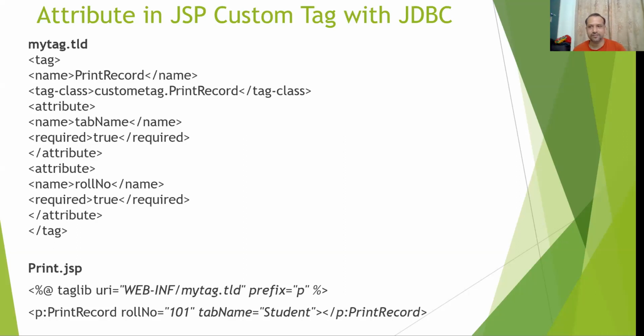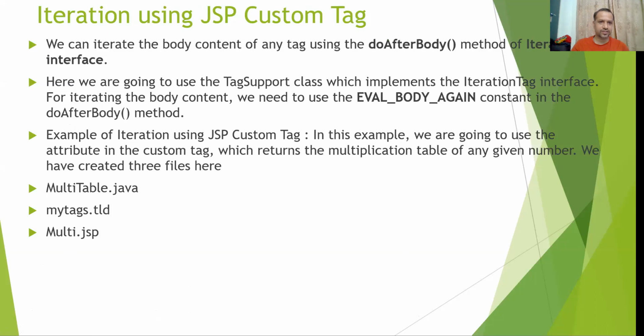Now you can see the print.jsp. In the print.jsp file, you are going to mention the tag name that you have defined here. The tag name is printRecord, that I have mentioned here. rollNumber equals 101, the first value, and tabName equals student, which means this is the table name that you are going to work with. Now if you process it, you are able to see the result of that particular table.